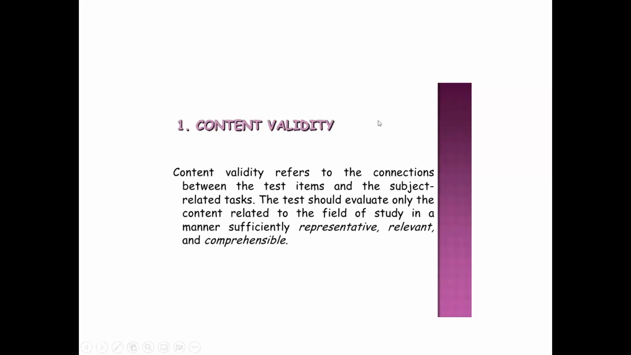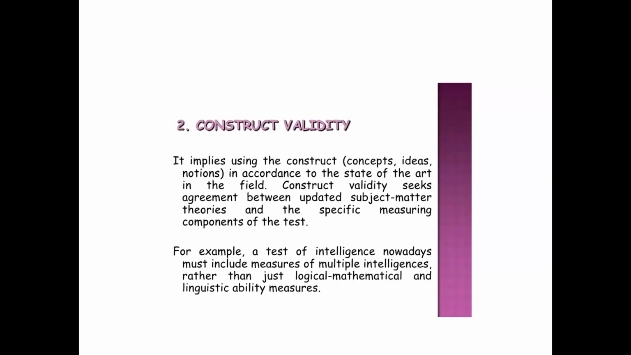Right. So we have some descriptions. Let's quickly go through these descriptions. Content validity. Content validity refers to the connections between the test items and the subject related tasks. The test should evaluate only the content related to the field of study in a manner sufficiently representative, relevant, and comprehensible. Right. Let's move to the second one, construct validity.